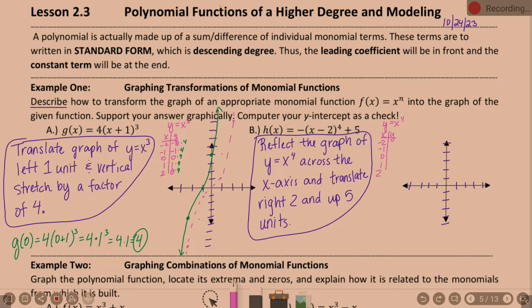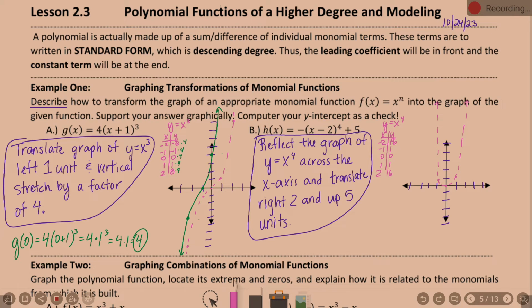0 to the 4th is 0. What's 1 to the 4th? 1. 2 to the 4th? 16. Okay. -1 to the 4th is also a +1. -2 to the 4th? 16. Okay, so if I have 0, 0, 1, 1, negative 1, 1, I guess I could have gone up 16, but I didn't. Realize it's going to be going up fairly steep, isn't it?